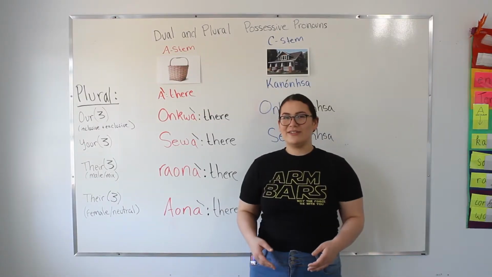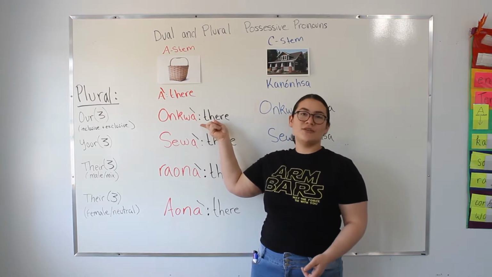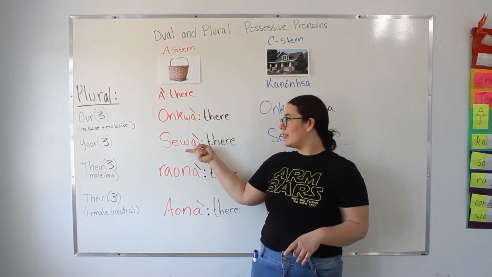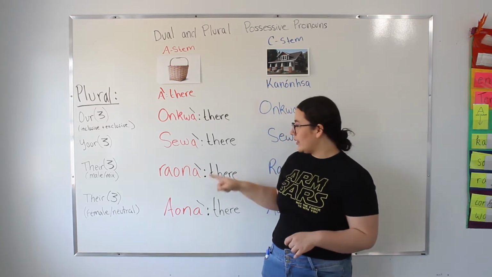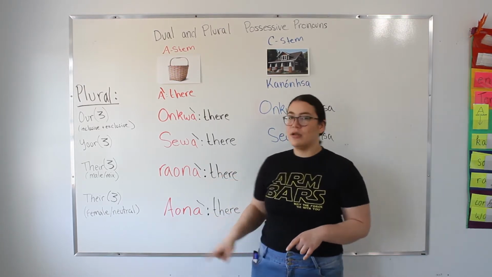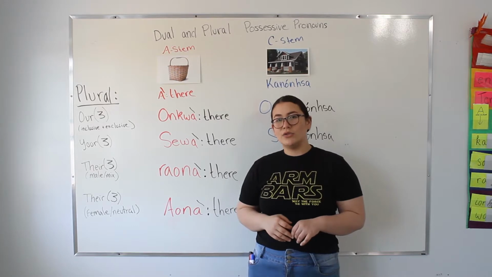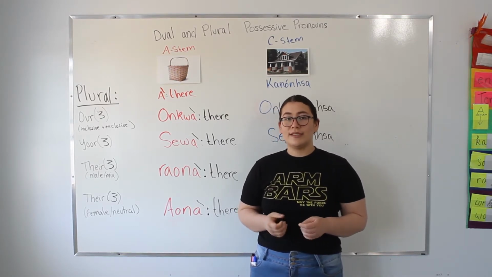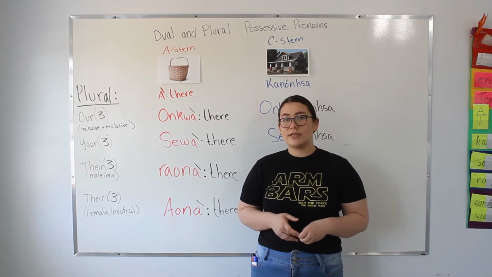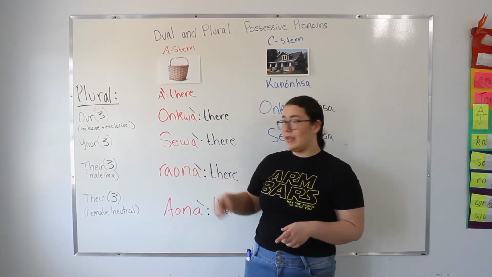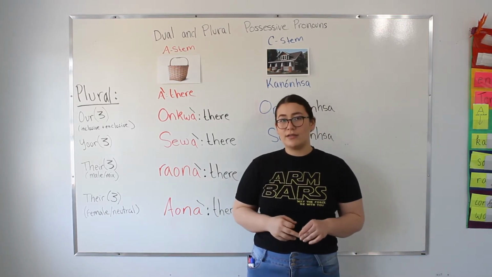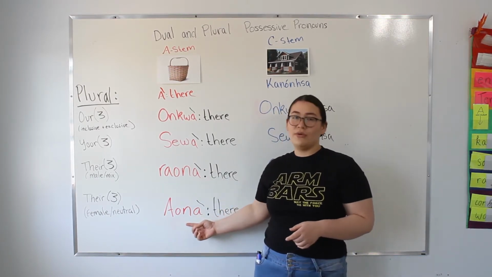Now we're going to look at plurals. So the three of ours is ungwatere, our basket. The three of yours is zewatere. And then if you look here, rauna and auna, it's actually the same as the dual possessive pronouns. So that makes it a lot easier when you're incorporating possessive pronouns with nouns. So the three of theirs, males, is rauna tere, and the three of theirs, female or neutral, is auna tere.